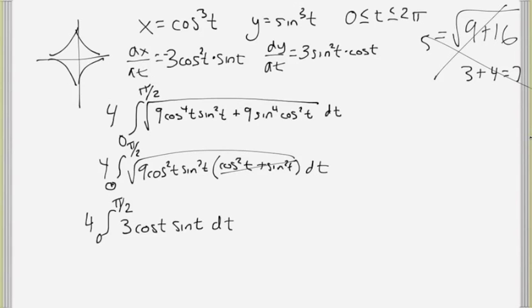When it was 9 cosine squared t sine squared t, couldn't you put parentheses around the cosine squared and sine squared stuff? Couldn't you take a 9 out of both of those and turn that into 1? Because there's no plus between them. It's cosine squared times sine squared. They're multiplied, not added.